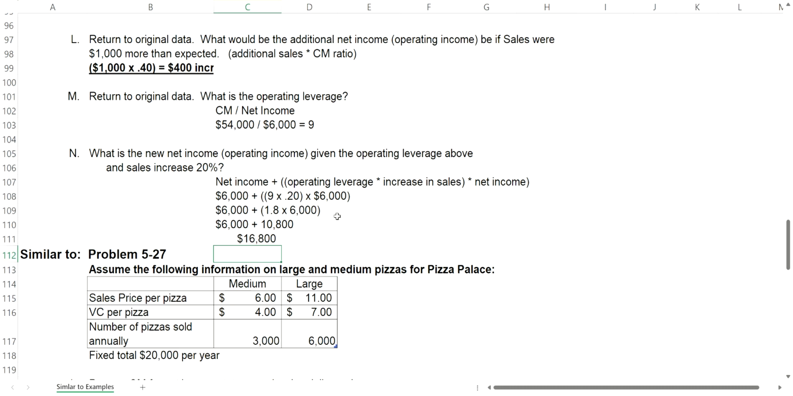So as long as sales go up, a high operating leverage number is fine. But if sales go down, in this case, for example, by 20%, net income would go down by 10,800, giving you a negative or net loss.